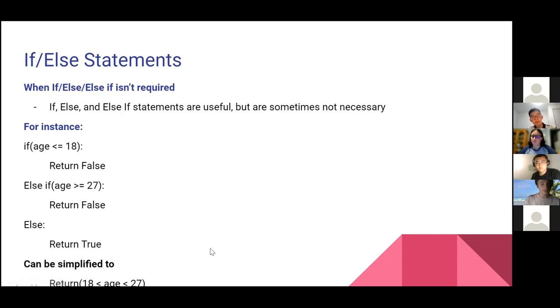And if you notice the logic behind this program, we can simplify it into this very neat interval, which is just return 18 is less than age is less than 27. Anya usually likes these solutions a lot because they're very simple and sweet. It's easy to read and easy to understand, but you won't always be able to do this, so just keep that in mind.